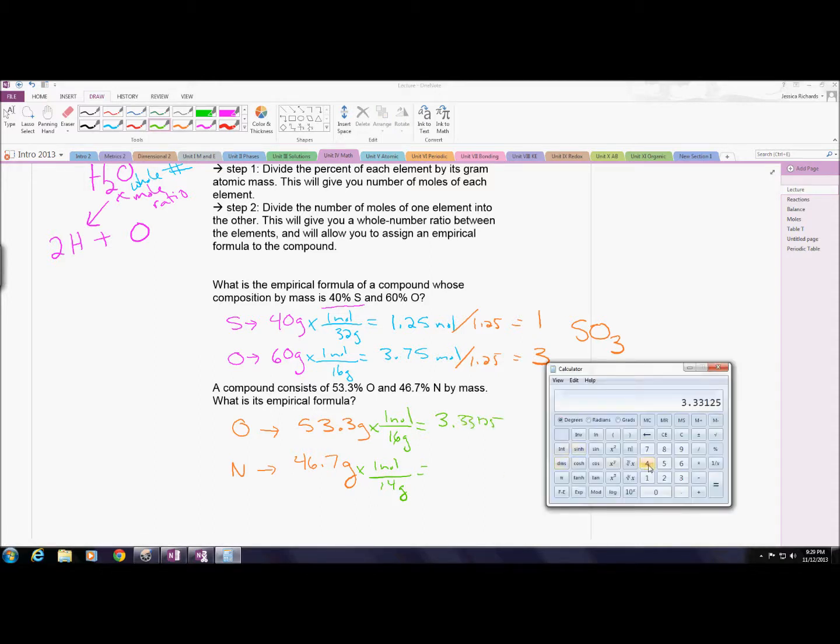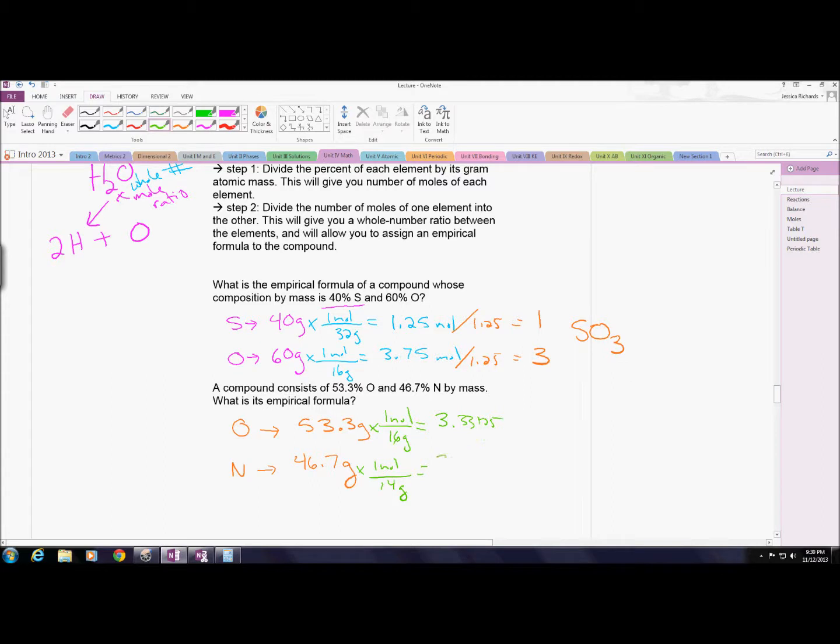And for the nitrogen, 46.7 divided by 14 gives us 3.33571, etc., etc. And then we divide them both by the smallest, so 3.33125. This is going to be close enough to a 1 to 1. You're going to round these off as long as your decimal is like an 8 or a 9. You're going to round them off to a whole number anyways, and we have a 1 to 1 ratio.